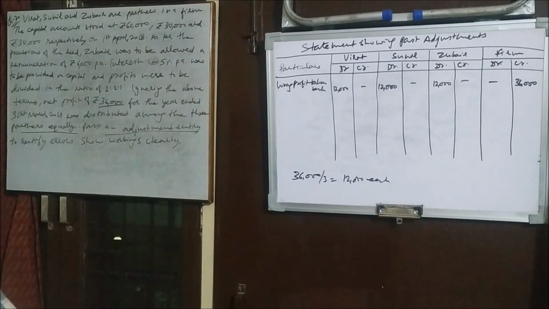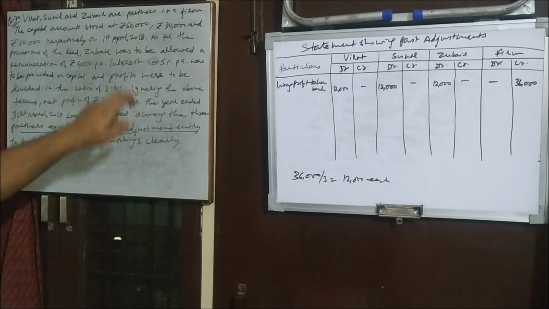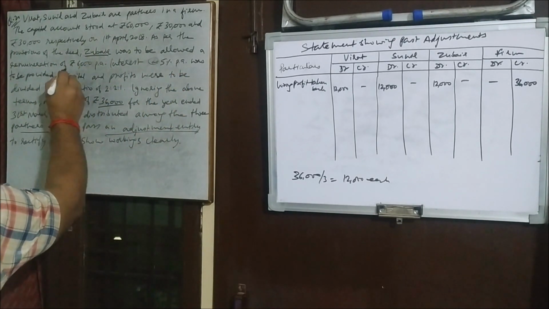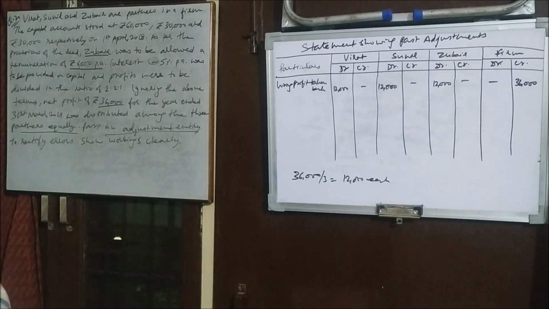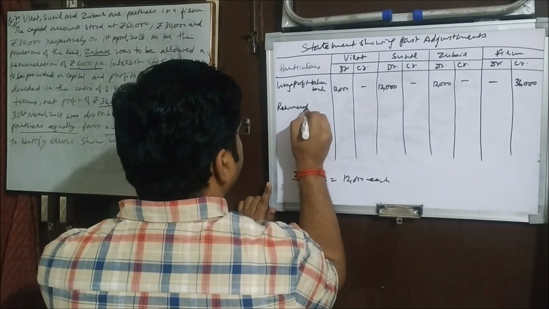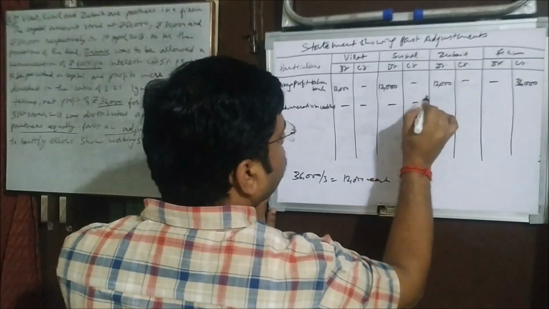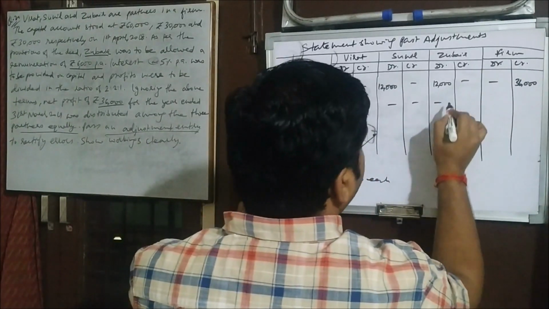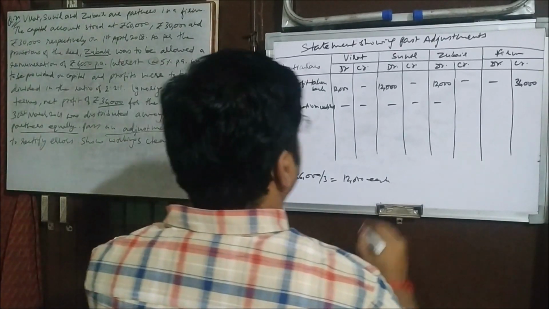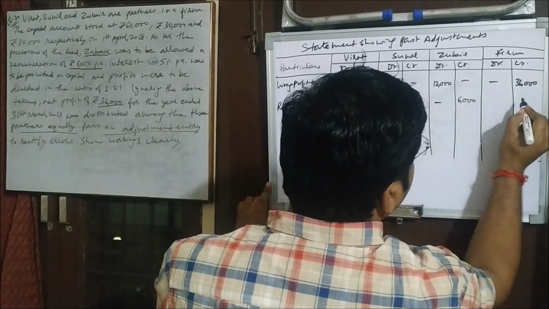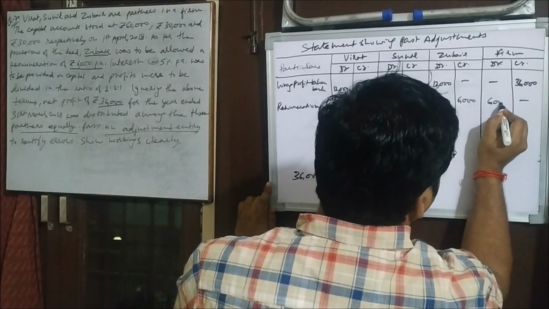Now we'll do the correct entries. So the very first adjustment is that Zubair was to be allowed remuneration of 6,000 per annum. Remuneration credited. Fine. So Virat will not get that, Sunil will not get that, but Zubair will get that. How much amount? 6,000. Understood? And in the firm's account it will be debited.